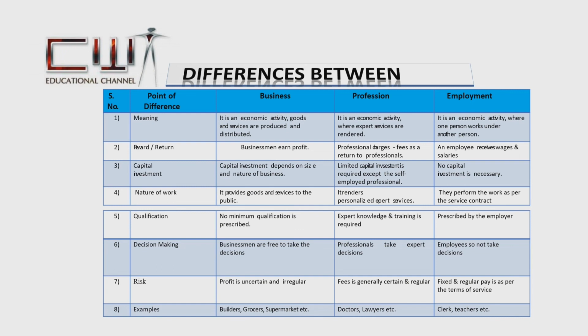Under business, because business is uncertain, so profit is also uncertain and it may be irregular. Under profession, fees are generally certain and regular. Under employment, fixed and regular pay is as per the terms of service. Examples of business are builders, grocers, supermarket, etc. Professional people are doctors, lawyers, chartered accountants, etc. And employment is generally clerk, teachers, professors, etc.